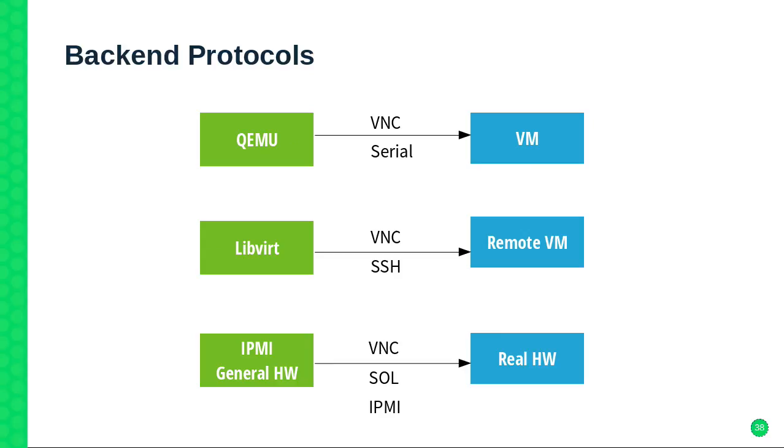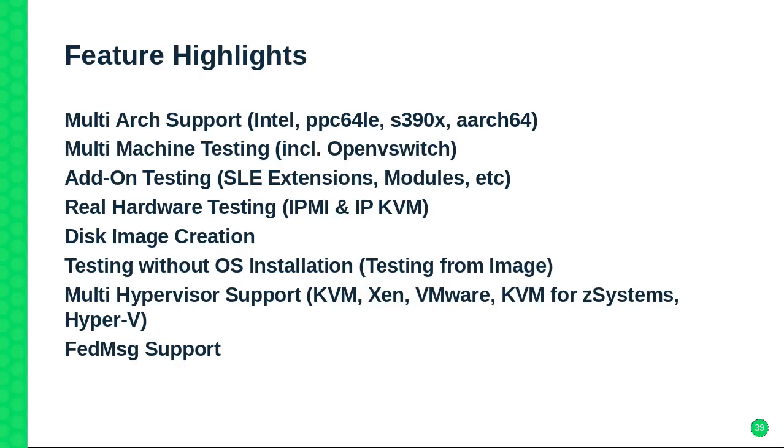openQA has been under really heavy development over the last couple of years, and the main areas of development that are fun to talk about at the moment: we've added multi-arch support. So back in 2009, we were doing just Intel. Now we've got the whole gamut of architectures under there. We also have support for multi-machine testing. So if you have, let's say, a scenario which is actually composed of multiple scenarios. So you want to test, for example, a 3-node cluster: node 1, node 2, node 3.